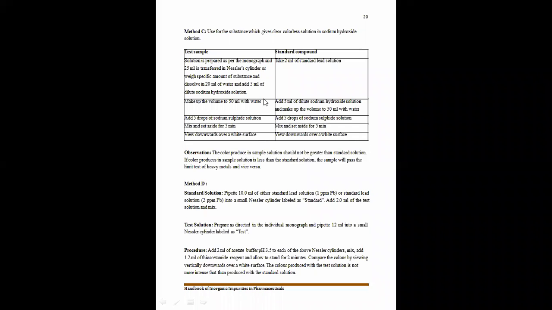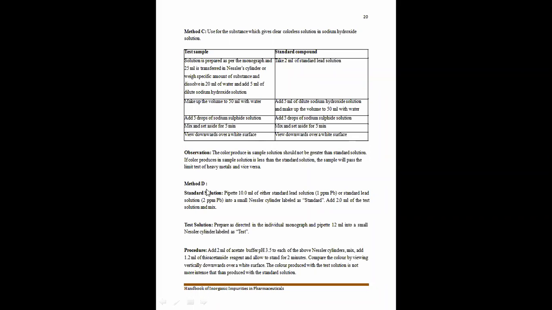So the only change from the previous method is that we are going to use sodium hydroxide solution in the sample solution. Now what is the procedure difference? The solution is prepared as per the monograph, that is 25 ml is transferred into the Nessler cylinder, or the weighed amount of the substance is dissolved in 20 ml of water, and to it we add 5 ml of dilute sodium hydroxide solution. That means the sodium hydroxide solution will solubilize the impurities which are present in the test sample. So only that much difference is there when we compare the different methods used for the preparation of heavy metals.